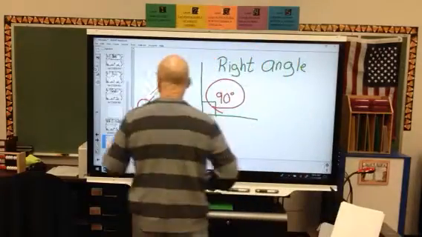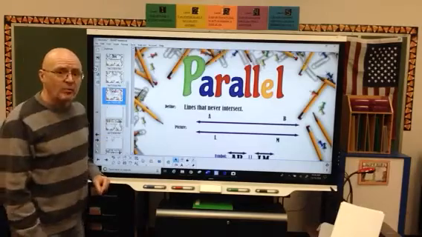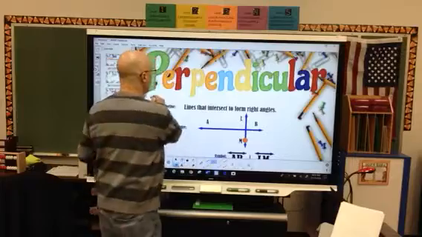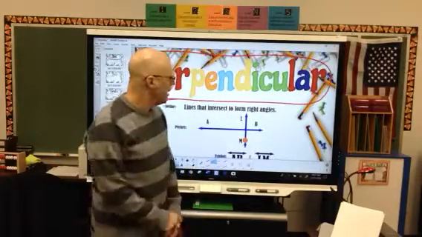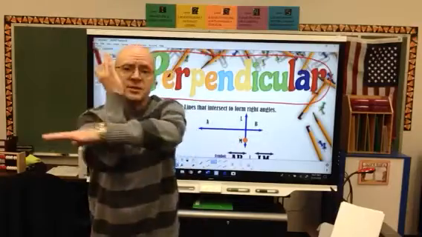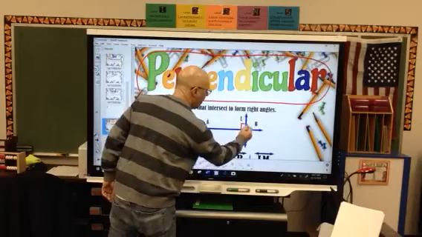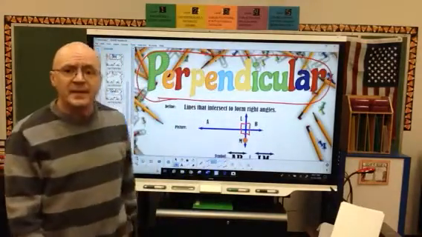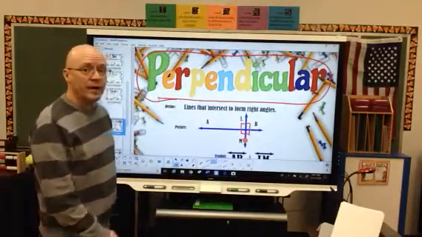So what you need to have for today is you need to understand what parallel means and what perpendicular means. All right? Perpendicular is two lines that make a right angle. See the right angle right here? Those lines are perpendicular. May take a second to write that word out, all right?